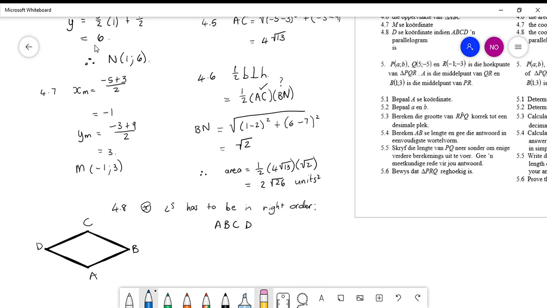So there's two things that I want to explain to you guys today. And both of these things are new work in grade 11. The first thing is finding the fourth vertex of a parallelogram.